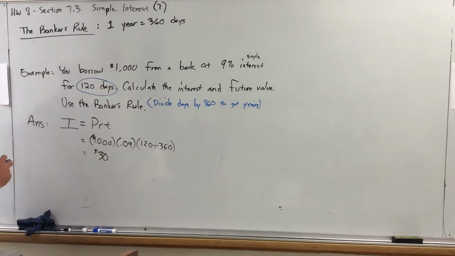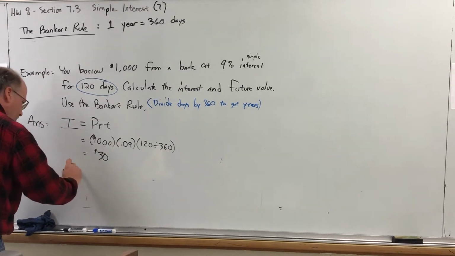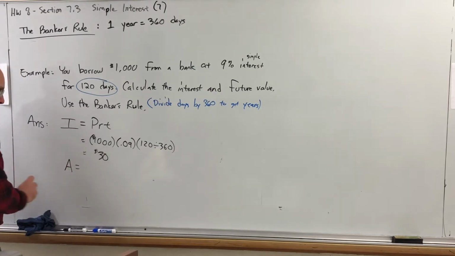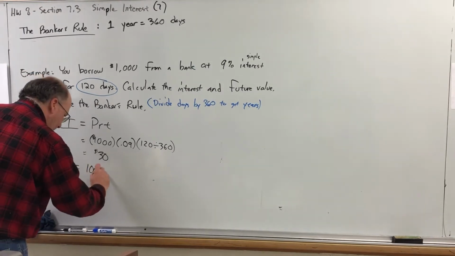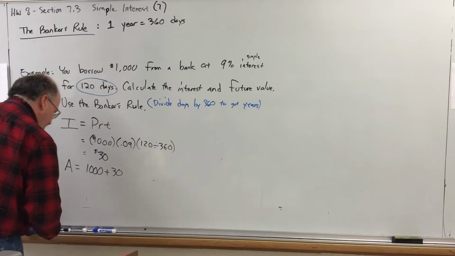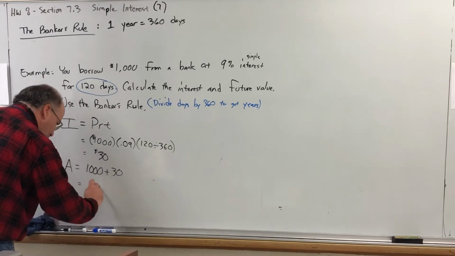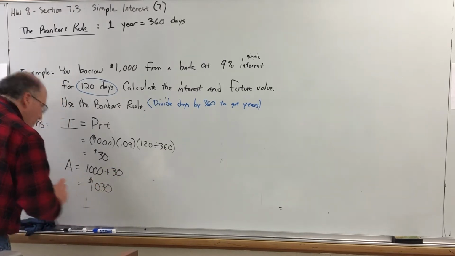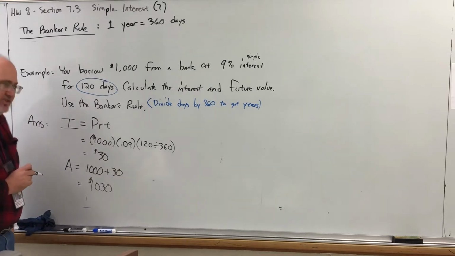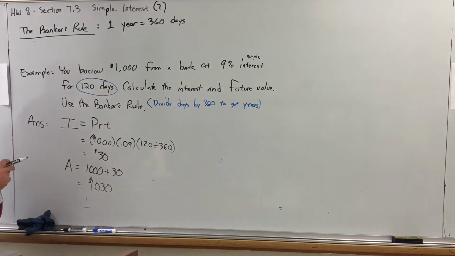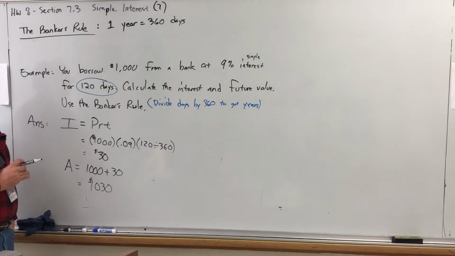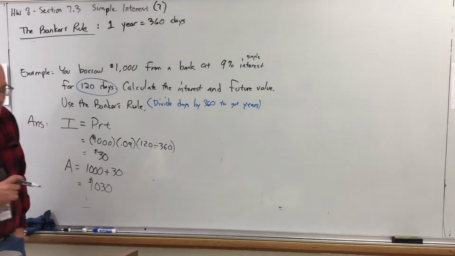So our interest is $30, and the future value. The future value is the principal, which was 1,000, plus the interest, which was 30. And so our future value is $1,030, meaning 120 days in the future, this is how much I owe the bank. Okay, paying $30 to borrow 1,000, I guess isn't really that bad.